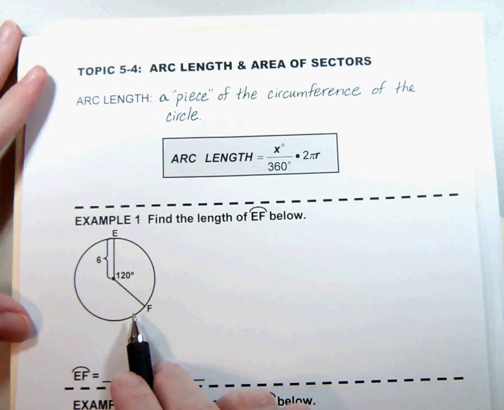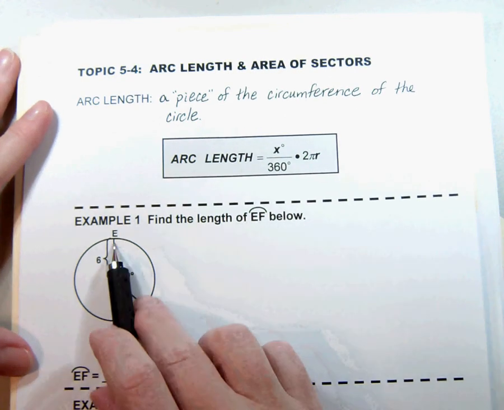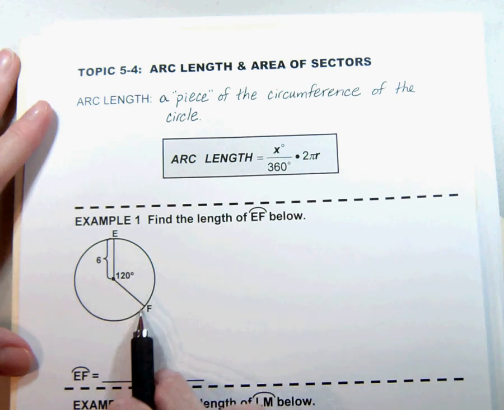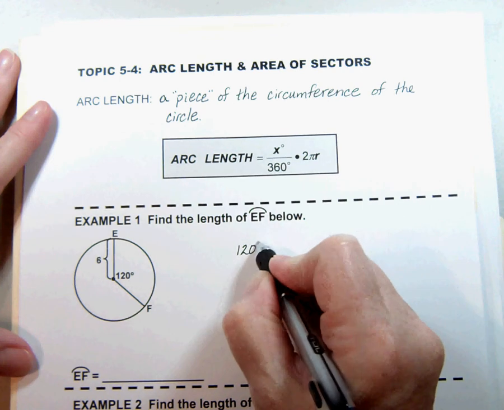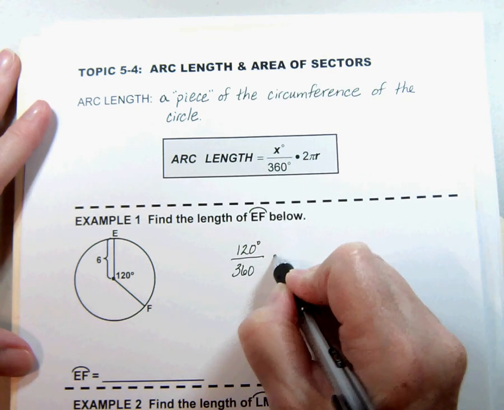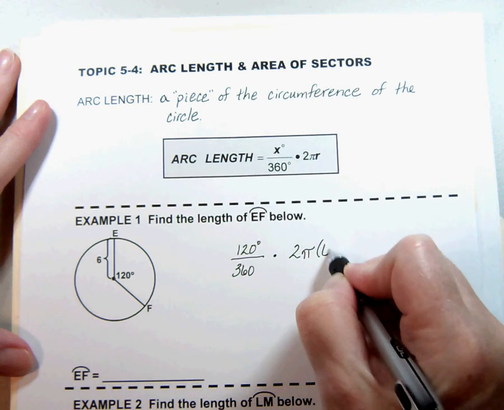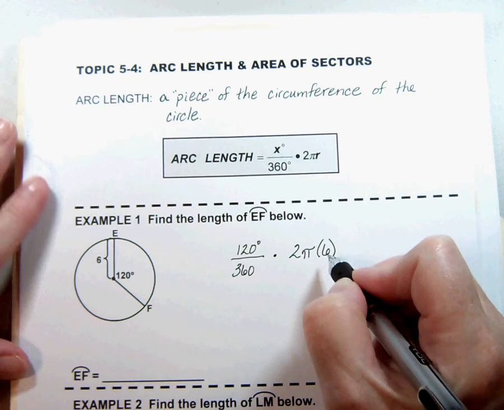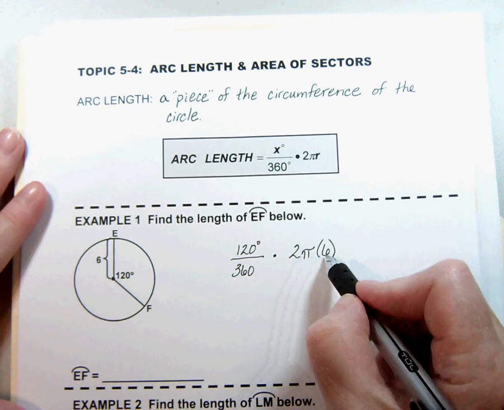Let's try the first example. This right here means find the arc length. That means they want the arc length from here to here. So you're going to use the 120, your central angle, over 360, and you're going to multiply it times 2 pi r, which the radius in this case is 6. So you're going to multiply 120 over 360 times 2 times 6.